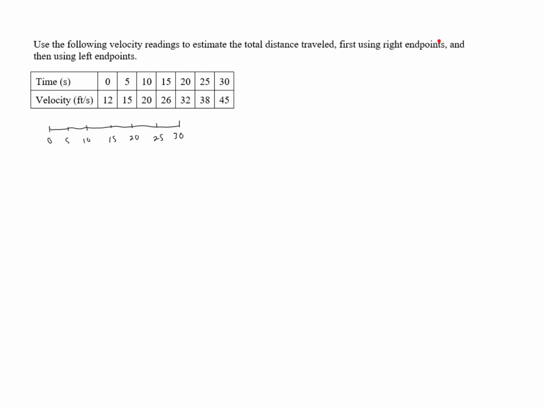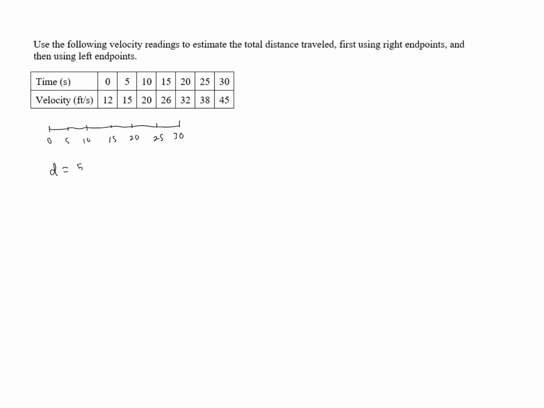If we're using right endpoints, that means we're looking at all of this data except we're throwing out 0, because the first right endpoint is 5, the next one is 10, all the way up to 30. So basically, we're looking at all the data except we're ignoring the 0. We know that distance equals velocity times time, or time times velocity, either way. And each of these intervals has 5 seconds as the time.